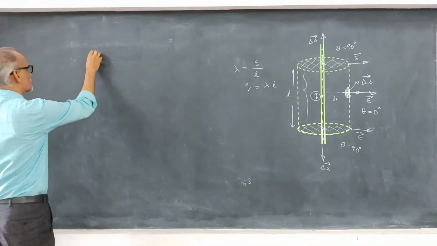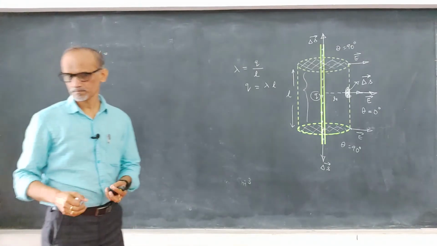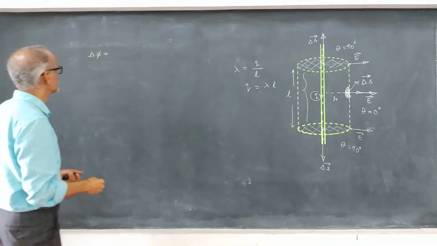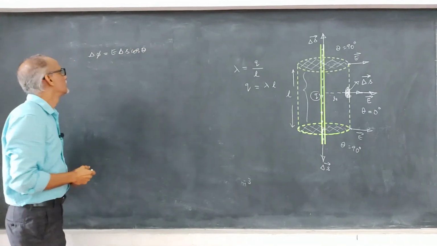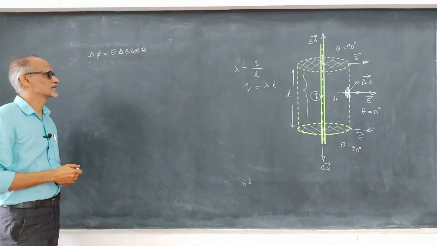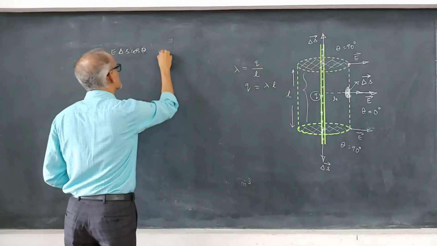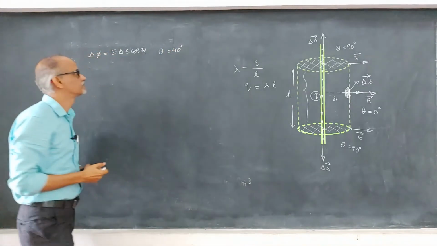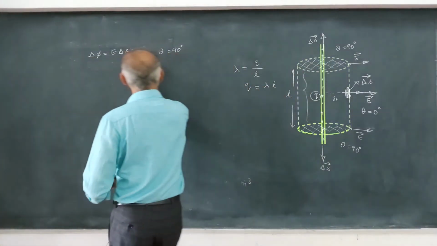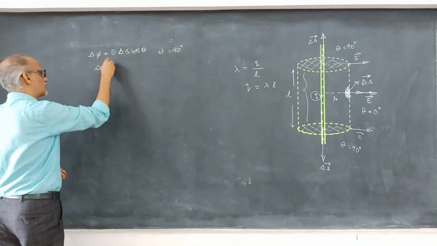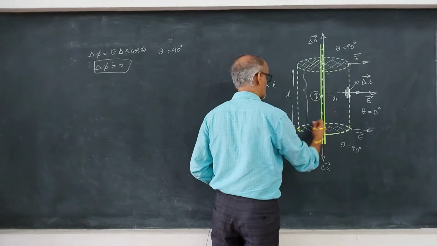Why? Because the equation for the flux is delta phi equal to E delta S cos theta. What is the value of theta? Theta is 90 degrees, correct? Yes, theta is 90, so cos 90 is 0. Therefore, the flux is 0. So the flux through this surface and the flux through this surface is 0.